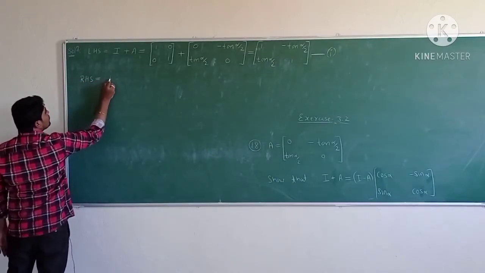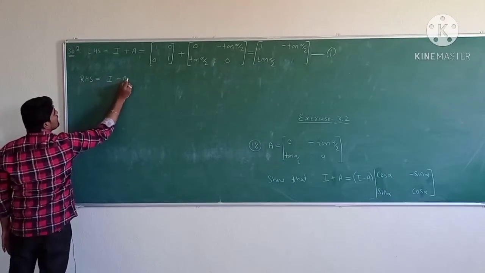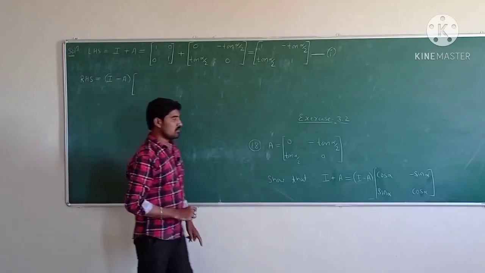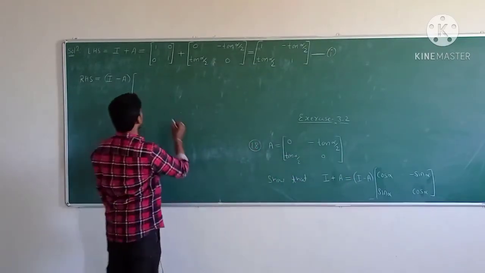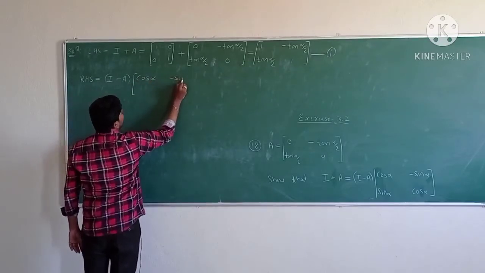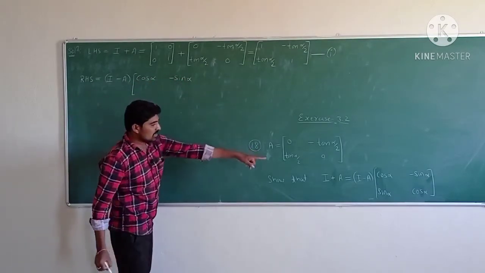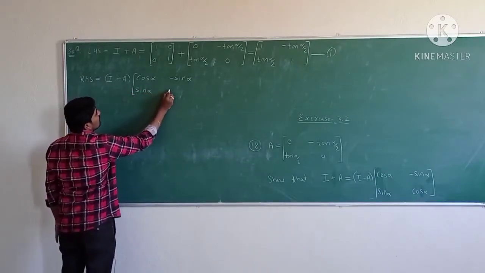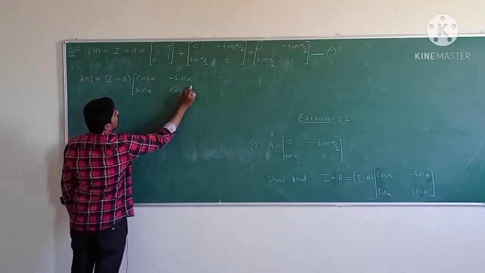RHS is equal to I minus A into matrix cos alpha, minus sin alpha, and then sin alpha, cos alpha.